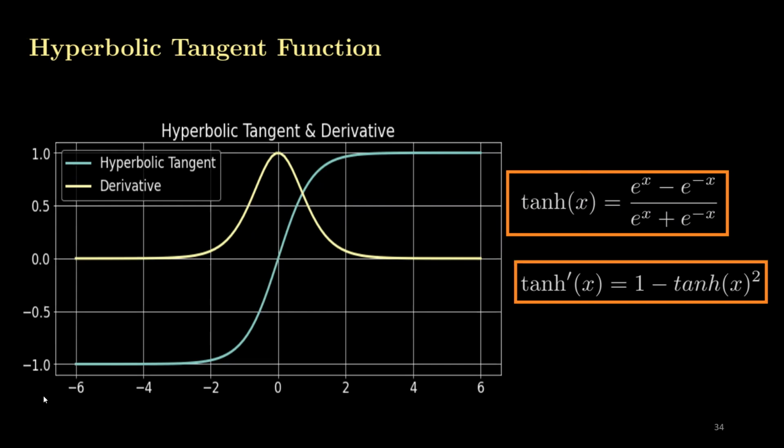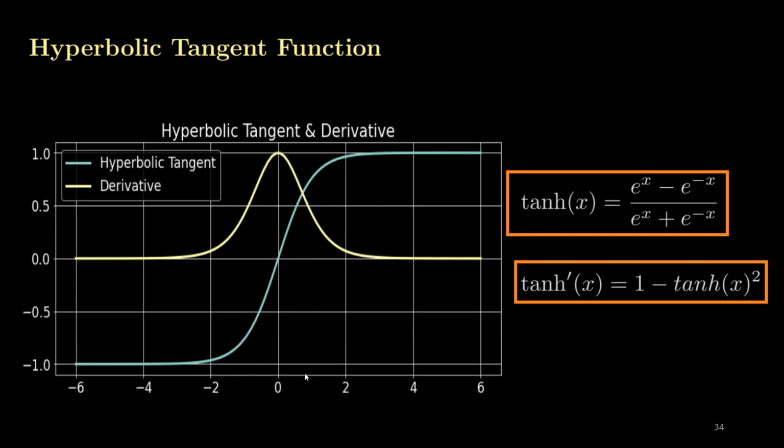So we can see that its minimum value is -1 and its maximum value is +1. Sometimes it is considered as an extension of the sigmoid function because the minimum value of sigmoid is 0 and the maximum value is 1, but here the minimum value has been extended to -1. So this is the hyperbolic tangent function and this is the mathematical equation.